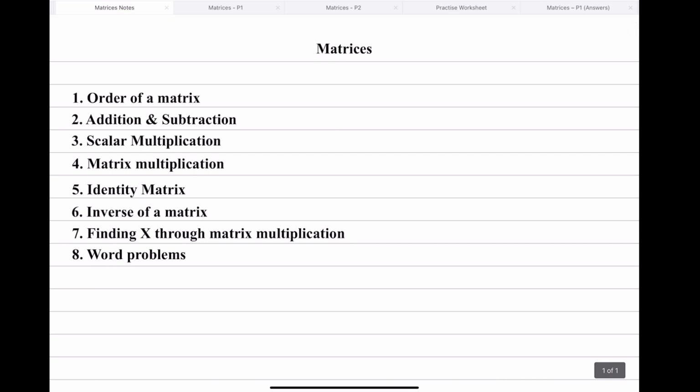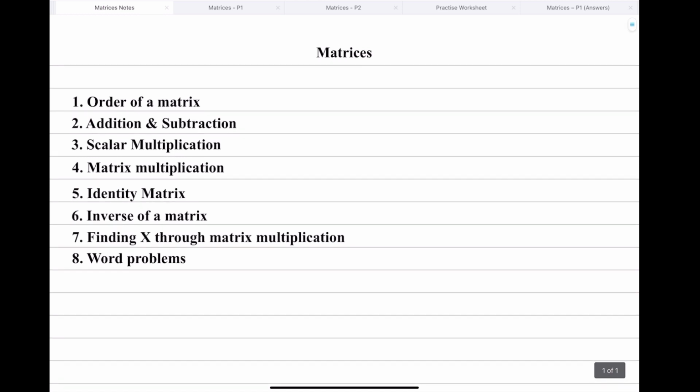Okay, so let's write down the date. It's the 23rd. Okay, so altogether there are 8 concepts.